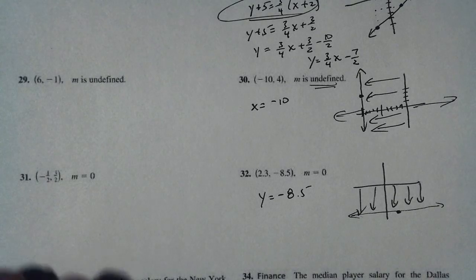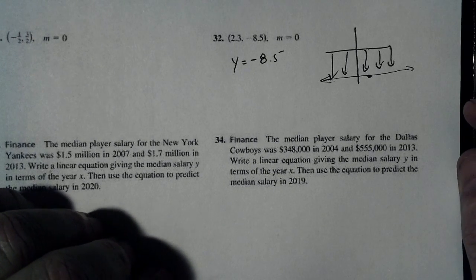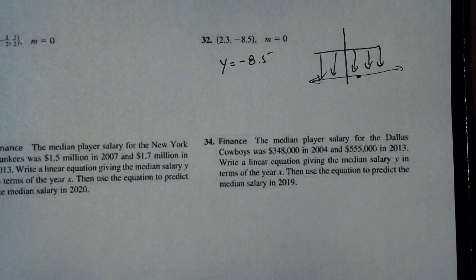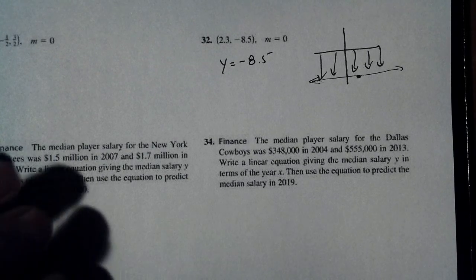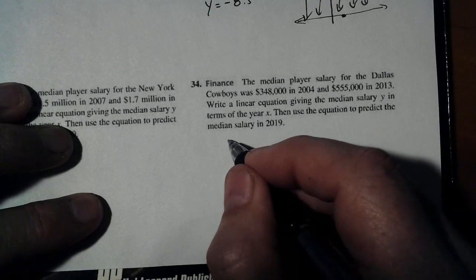Okay. And one little word problem to finish this. The median player's salary for Dallas Cowboys was $348,000 in 2004 and $555,000 in 2013. Write a linear equation giving the median salary y in terms of the year x. Then use the equation to predict the salary in 2019. All right, some sneakiness there, but these are just ordered pairs.